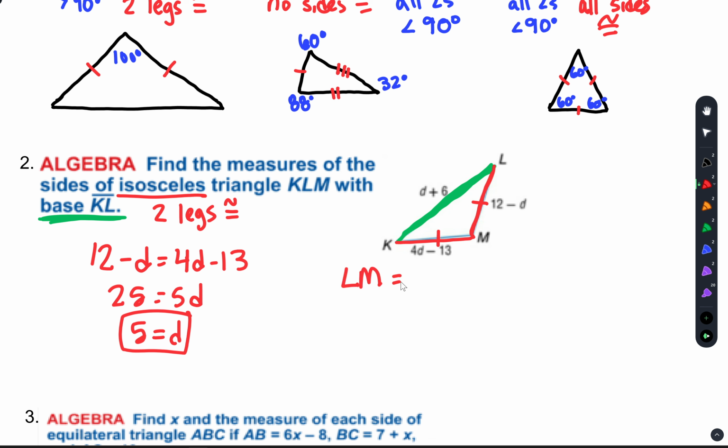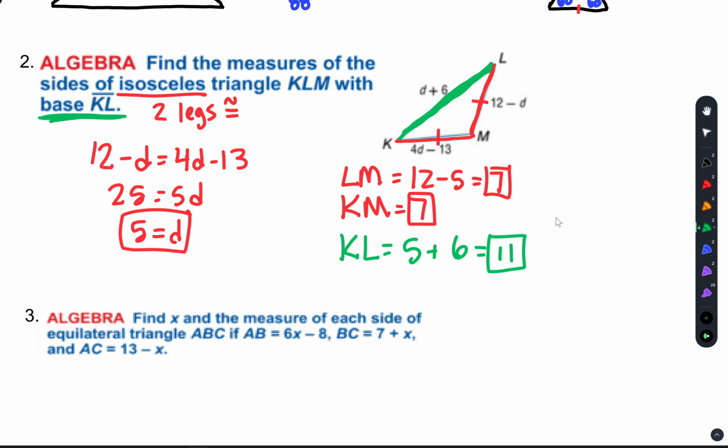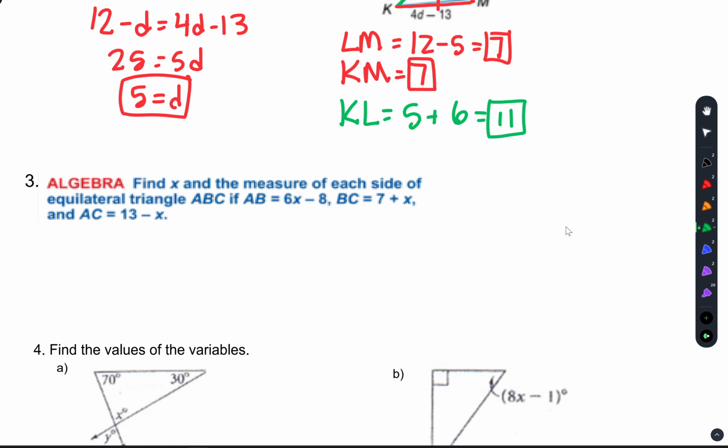We're going to use good notation here. Segment LM is 12 minus 5, which is 7. KM is congruent to it, so it should be the exact same. And then KL is 5 plus 6, or 11. Any questions there? All right, we're cruising through.